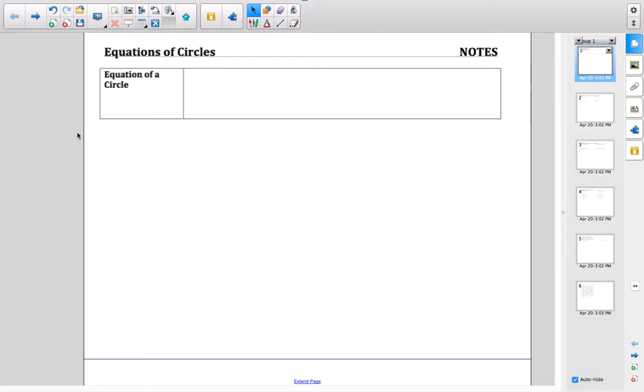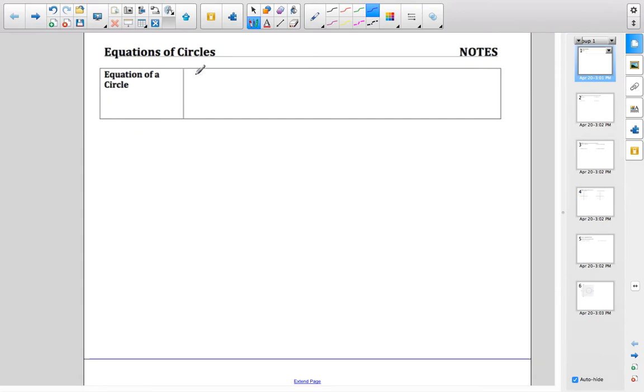Okay, today we're going to start and talk about equations of circles. In the past, we've talked about equations of lines like y equals mx plus b, to show us a line using slope and y-intercept. And now what we're going to learn about is how we can show the equation of a circle so that we would be able to use it to graph a circle.